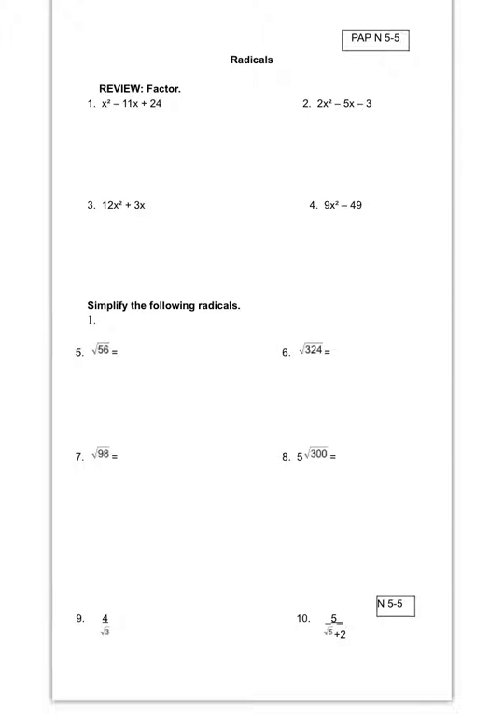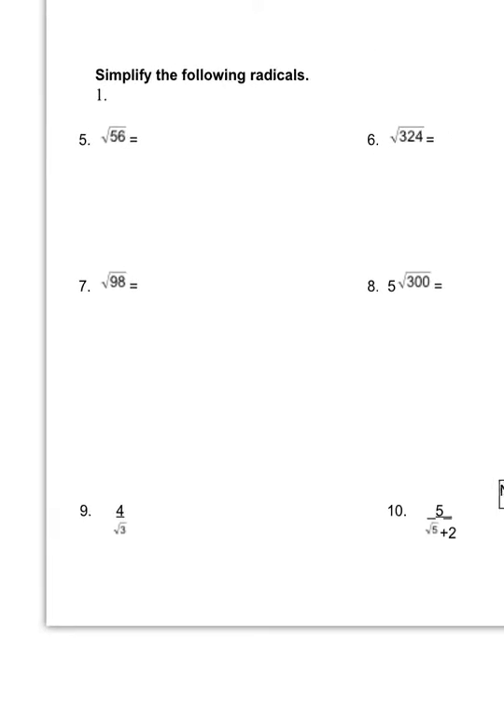Okay, so on the notes today, we're going to be looking at radicals. So at this top part where it says factor, I'm just going to skip over that because that's just a review. You can look back at your factoring notes for those. So we're going to start with number 5 on the notes. So we are simplifying the radicals.